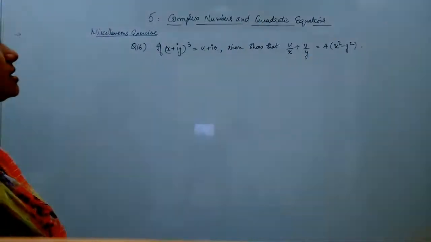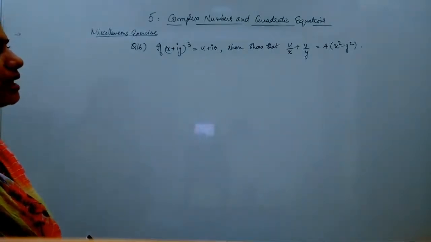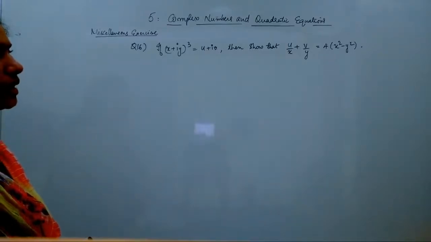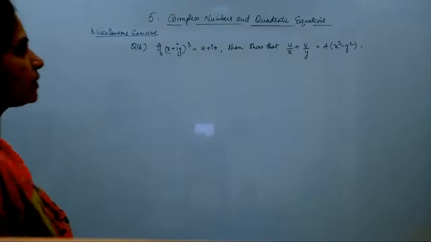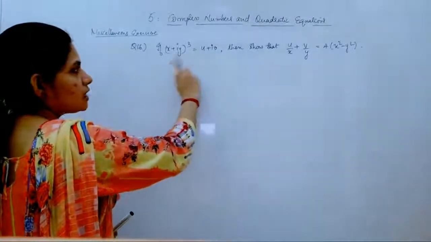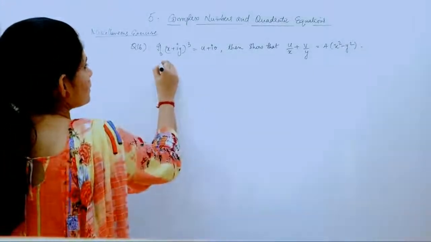Question number 16 is, if (x plus iy) the whole cube is equal to u plus iv, then show that u by x plus v by y is equal to 4 into (x square minus y square). So what we will do is, we will start with this, expand this, and we will compare the real and imaginary part separately.